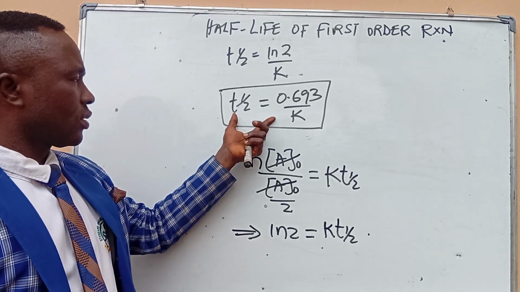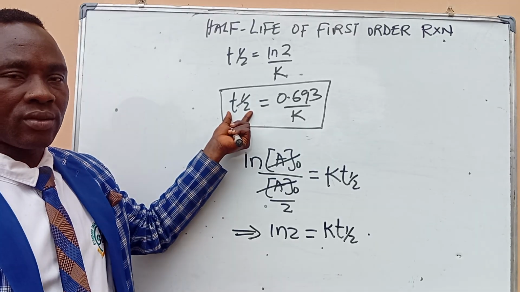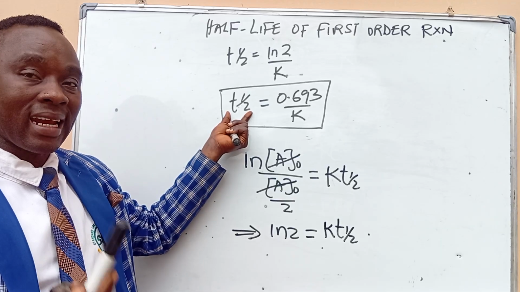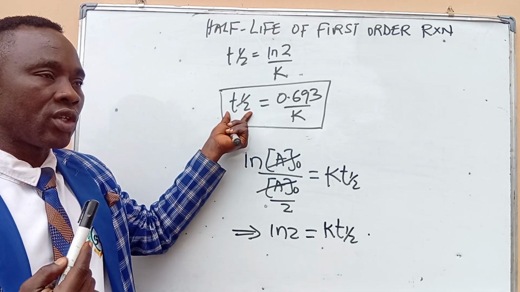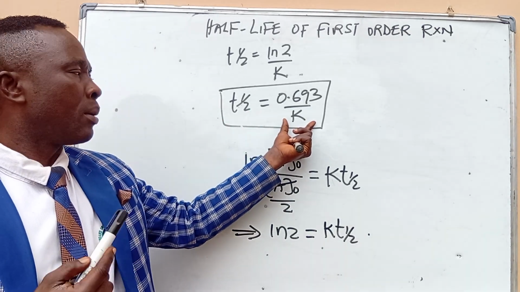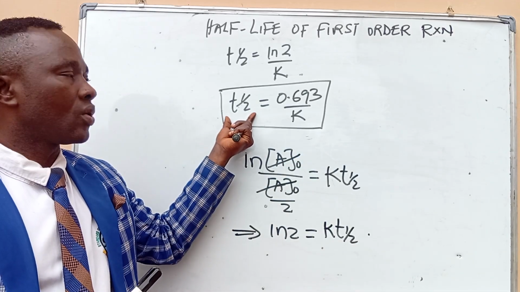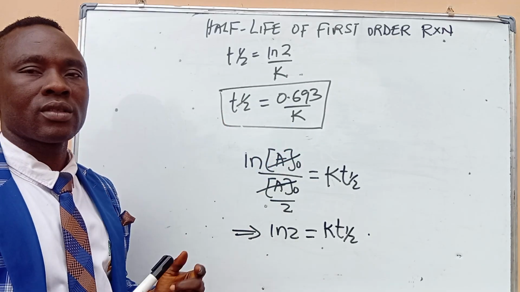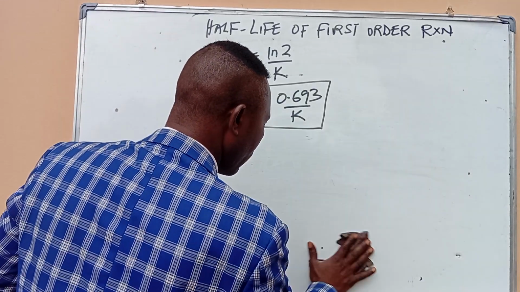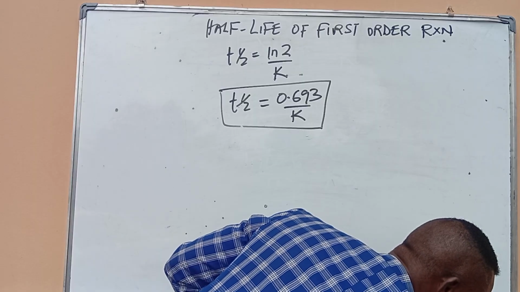Now what does it tell us? It tells us that the half-life of a first order reaction does not depend on the concentration of the reactant, although the rate depends on the concentration of the reactant directly. But the half-life is independent of concentration, but depends on the rate constant. The higher the rate constant, the smaller the half-life. So that is for first order reaction.